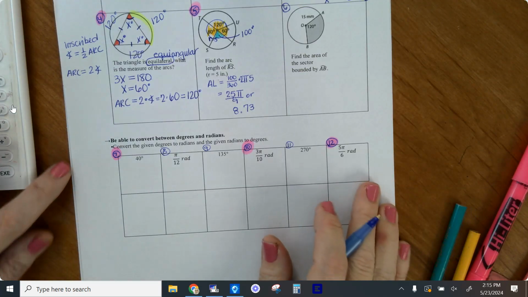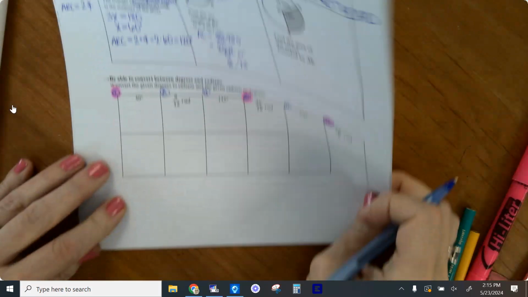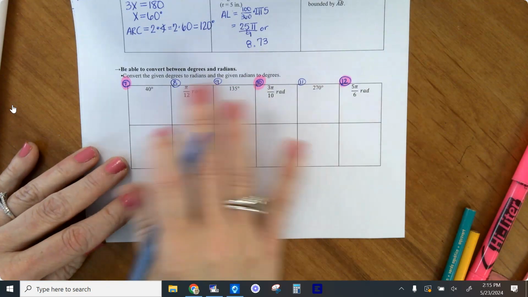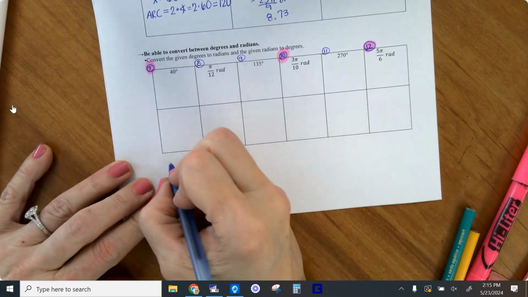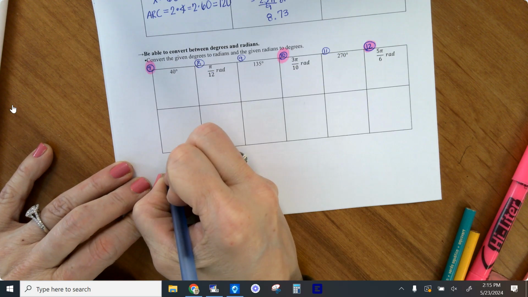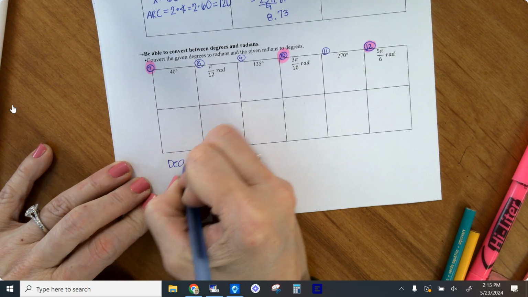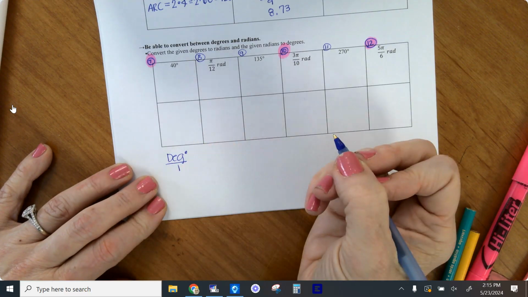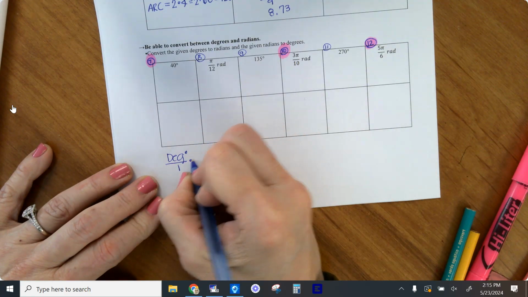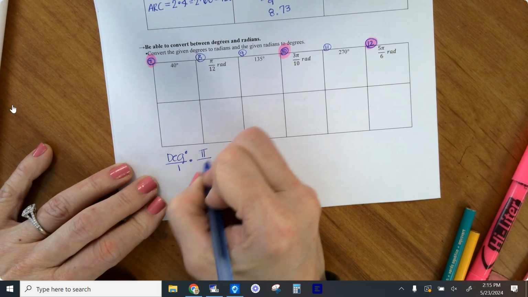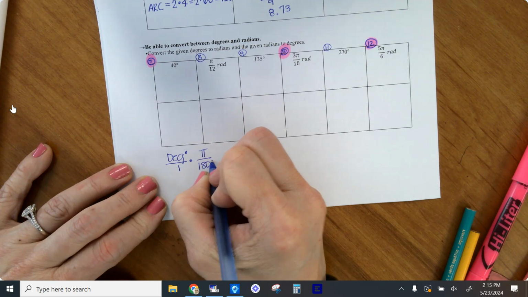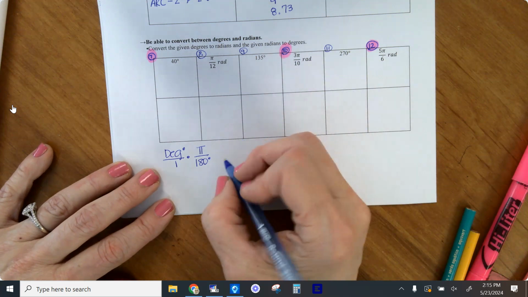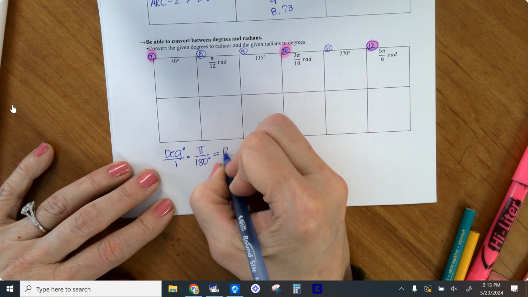All right. Then these three here, 7, 10, and possibly 12. So we're going to be converting between degrees and radians. All right. If you have degrees, you're going to put it over a 1. And then you're going to multiply it by pi over 180. The answer you get will be radians.